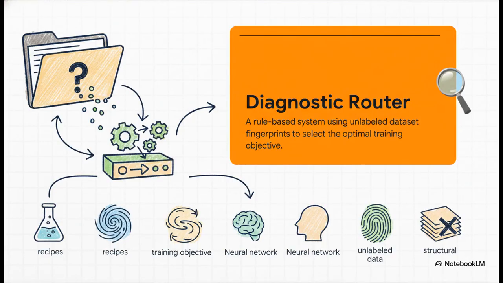But let's be practical for a second. If you get a brand new dataset, how are you supposed to know which of these 5 recipes to use without burning through months of testing? Well, to solve the case, they introduced the real hero of our story, a diagnostic router. Now, this isn't some massive, computationally heavy neural network. It's actually a super simple, highly interpretable, rule-based system. It just looks at the structural signature of completely unlabeled data. We are talking about the raw signal itself, to automatically diagnose and pick the absolute best objective recipe for training.